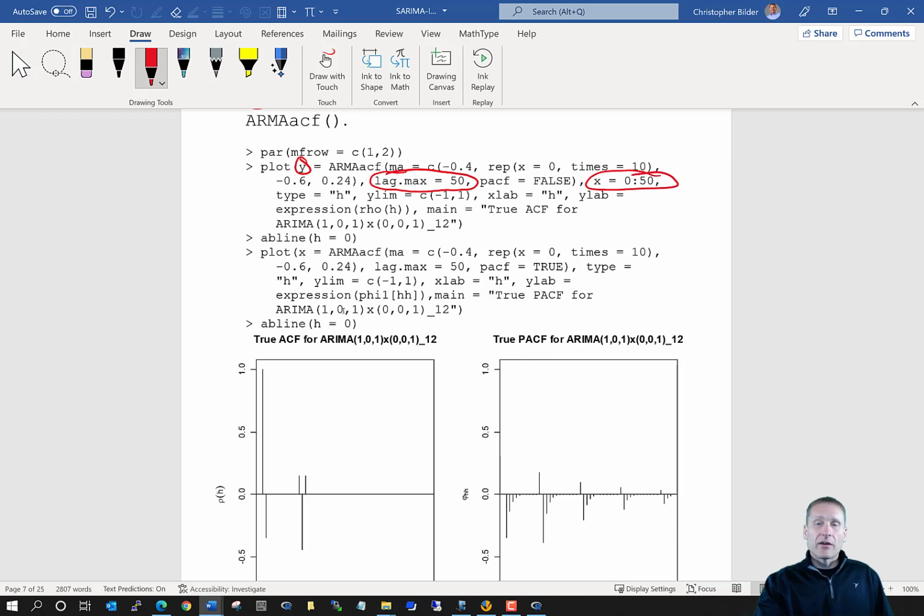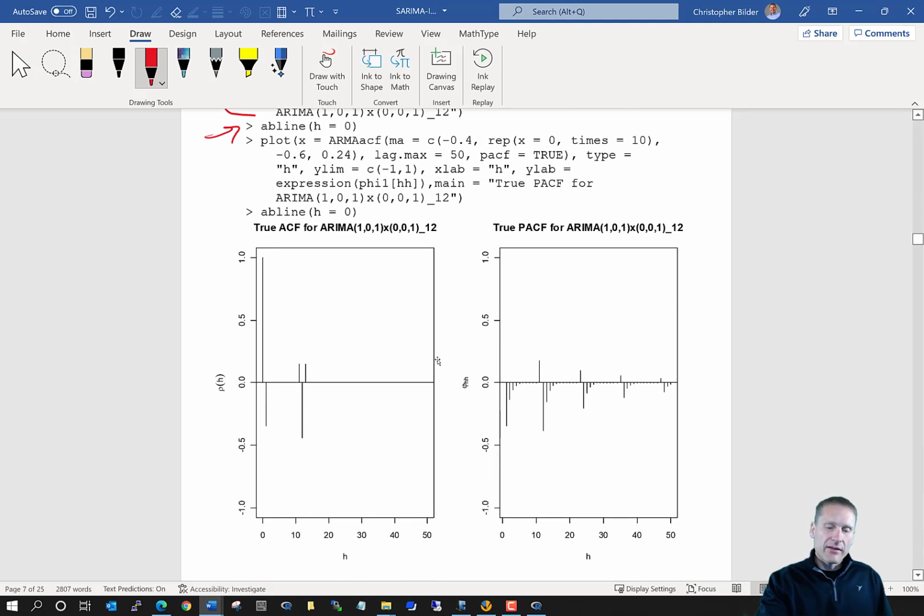On my x-axis, I'm going to put 0 to 50. Remember, I'm starting at 0 there because that's what the ARIMA ACF function gives me first, that lag 0 value of the autocorrelation. And here's the rest of the code there. Now I'm going to draw a line at h equals 0, and here is the ACF plot. So again, we ignore this first one. But what we see at lag 1 is that large autocorrelation in absolute value.